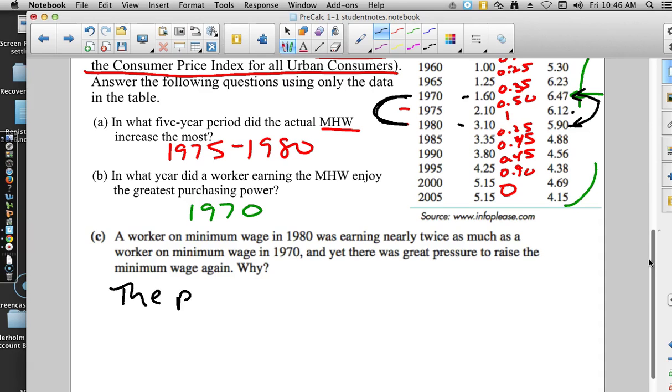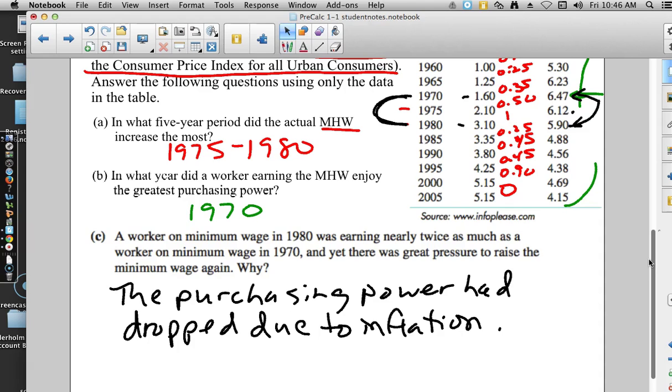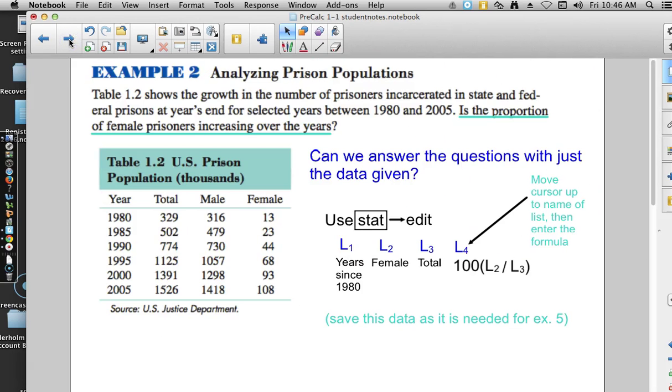So the purchasing power had dropped due to inflation. And in fact, if you go back in history, you find out that the 1980s had a very severe recession. Some people call it a mini depression that went on in the 80s, and that's the reason that inflation was so high. So even though they were making more money, they were able to purchase less with that money. And that's why there was an argument there for the increase of the minimum wage.